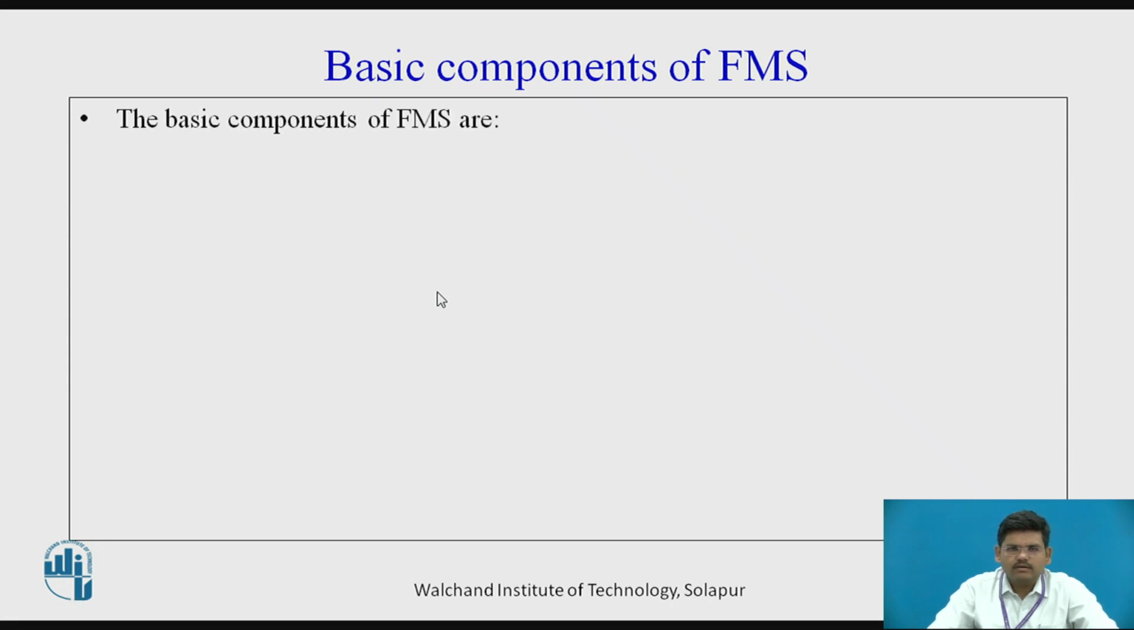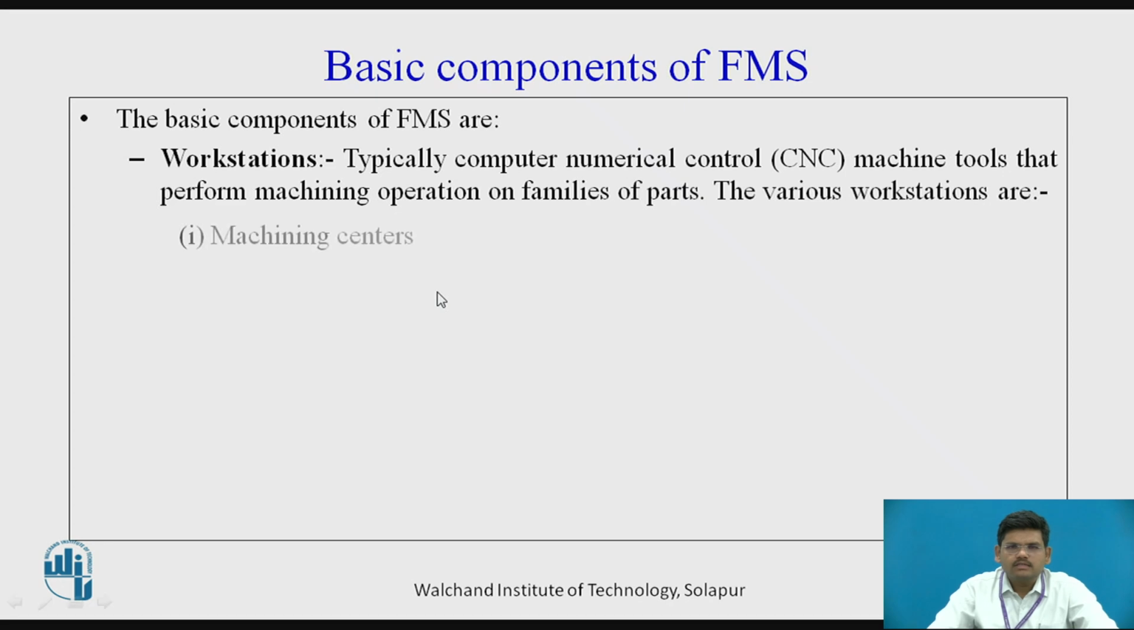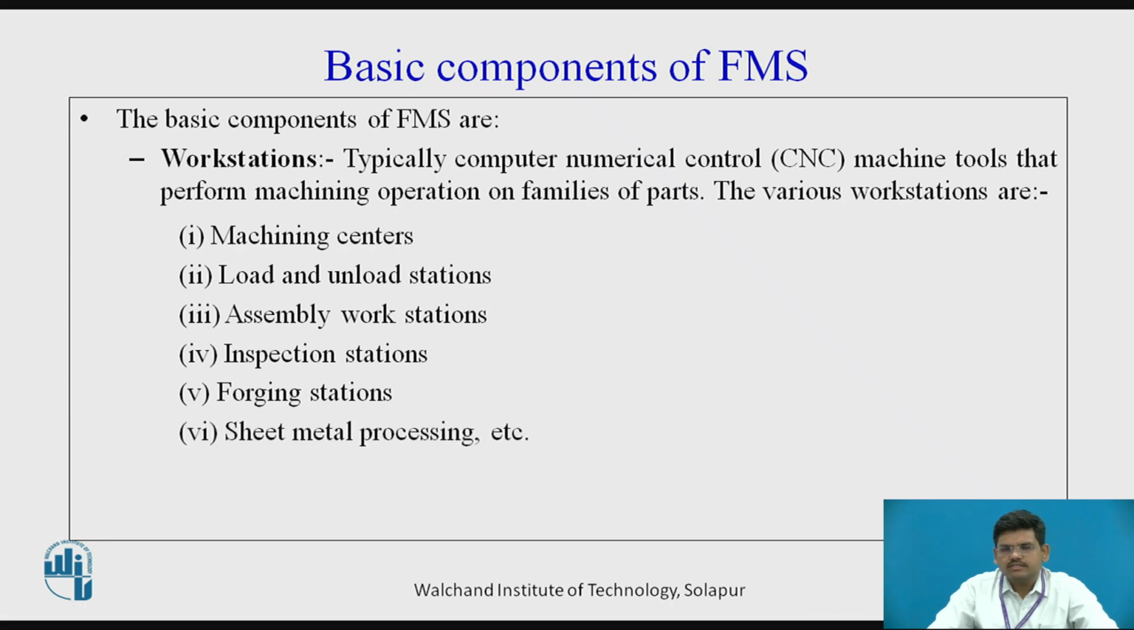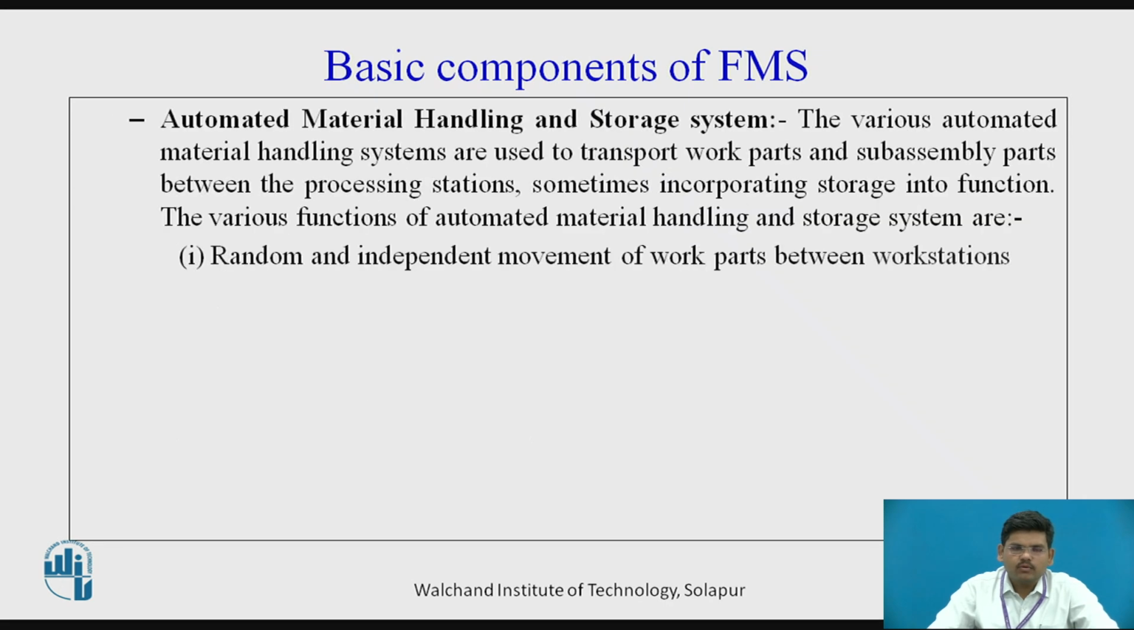We'll see each and every component in detail. First is workstation. Typically, computer numerical control machine tools that perform machining operations on families of parts. The various workstations are machining centers, load and unload stations, assembly workstations, inspection stations, forging stations, and sheet metal processing stations. So where we do certain kinds of operations on the job are called workstations. This constitutes one of the basic components of your FMS system. Let us see the second component.